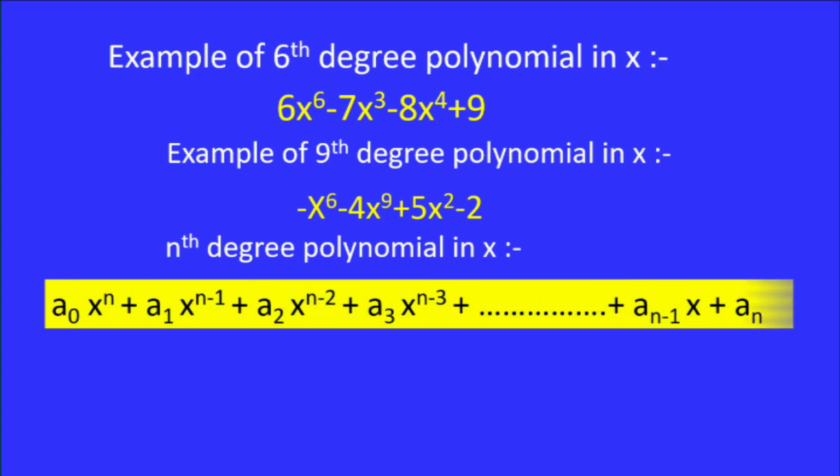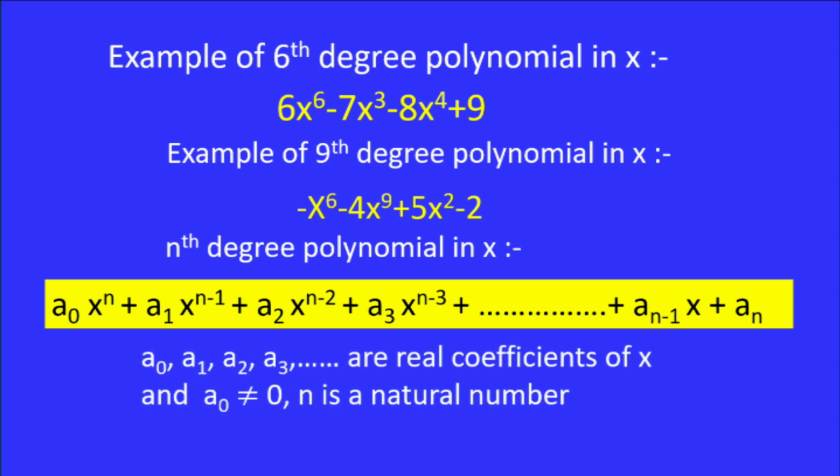So here I have taken the coefficients as a0, a1, a2 up to an minus 1 and an. a0 x to the power of n plus a1 x to the power of n minus 1, and all possible terms. If we write this, it is the general polynomial of x. Here a0, a1, a2 are any real coefficients. We can take any real number. With the help of this, we can write any polynomial.